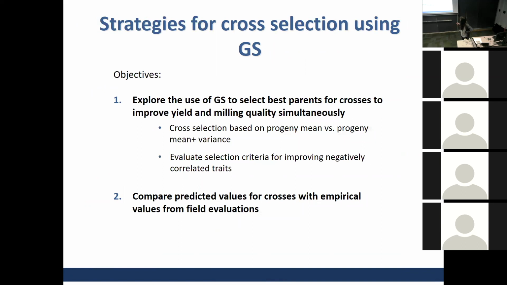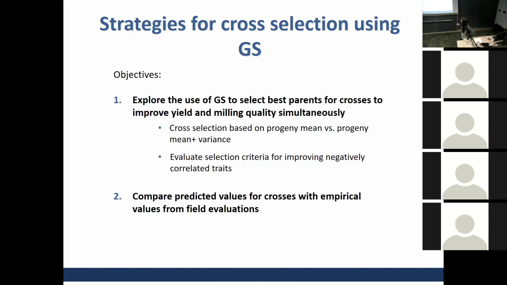For the first objective, we tried to see how many crosses in common we have when we select our crosses based only on the progeny mean, which is easily predicted by the mid-parent value, or by using a combination of both the mean and the variance in our progeny. And the variance is a little harder to predict. To predict the variance in our simulated progenies, we did simulations.